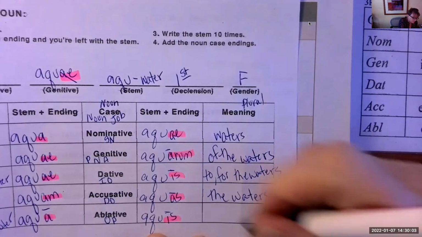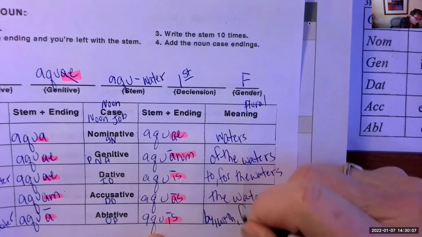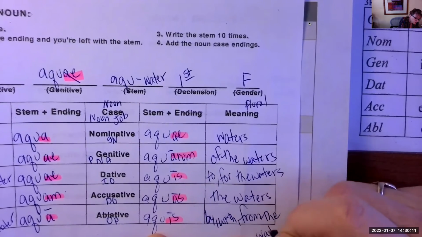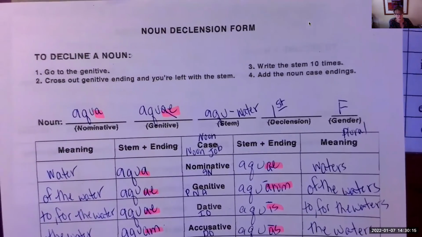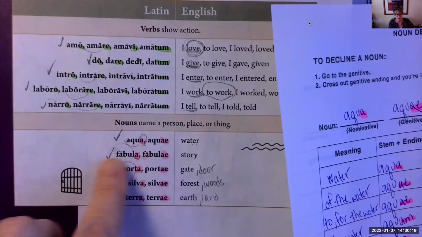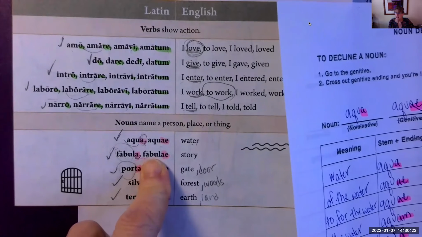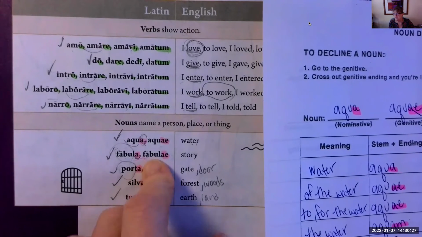All right. And then right here, it's by, with, or from the waters. So there you go. What we just did was we declined a noun. You write the nominative and the genitive, and you find that piece of information from here. This is what you're going to do as my student in the class. You're going to decline every noun. Why? It is not torture.